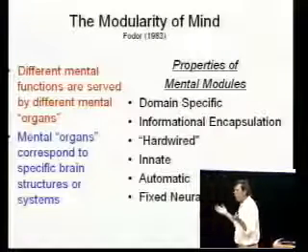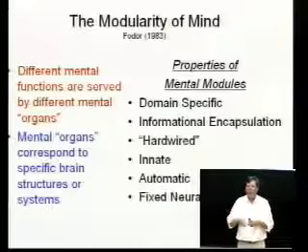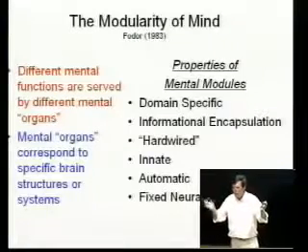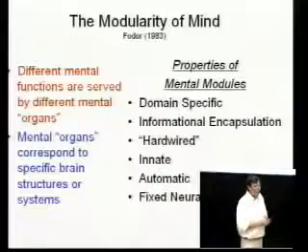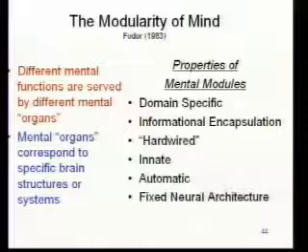Another property is that these mental modules operate automatically. They can't help but do what they do. Okay, there's no switch you can flip to turn them on or off. Whenever they get an input, they do what they're supposed to do and then create an output for some other part of the system. And then finally, most important for our purposes, Fodor suggested that each of these mental modules was associated with a fixed neural architecture, meaning each of these mental modules was associated with a particular locus in the brain, a particular piece of the brain performed each one of these functions.